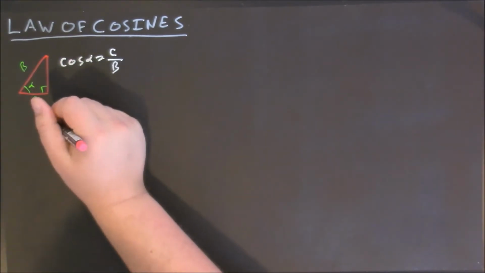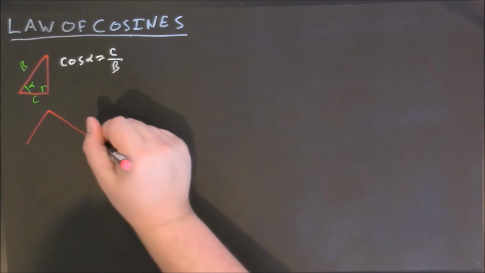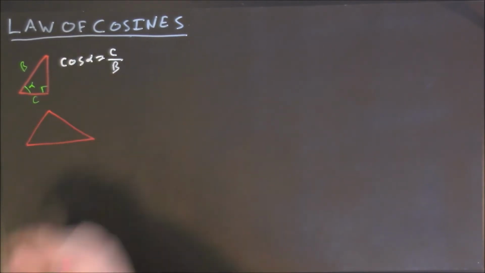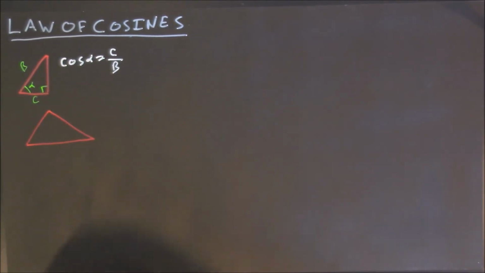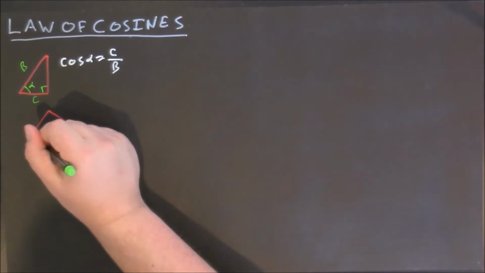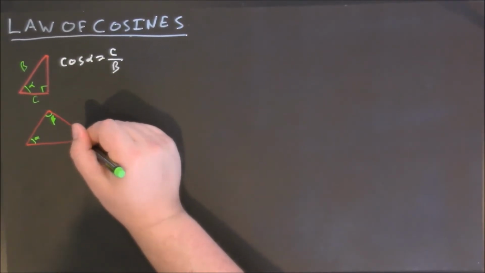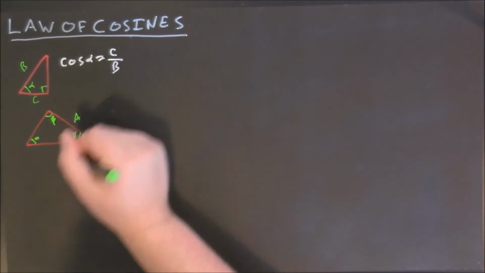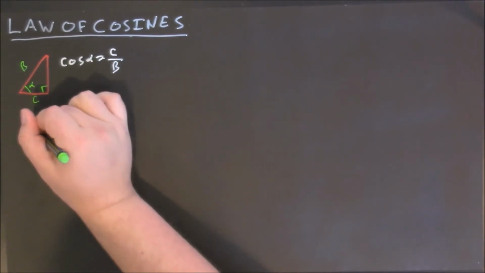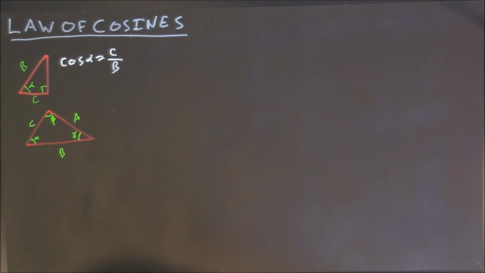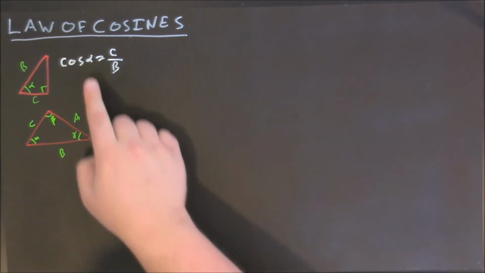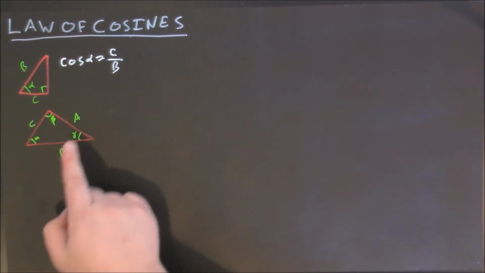But what happens when we have a triangle and we don't know if it's a right triangle? Let's say it has angles alpha, beta, and gamma, and sides A, B, and C. And we don't know whether this is a right triangle. How do we write cosines of these different angles?